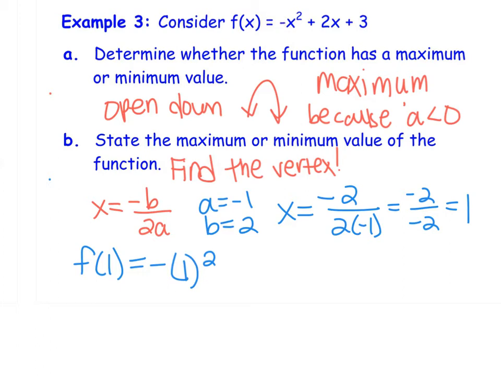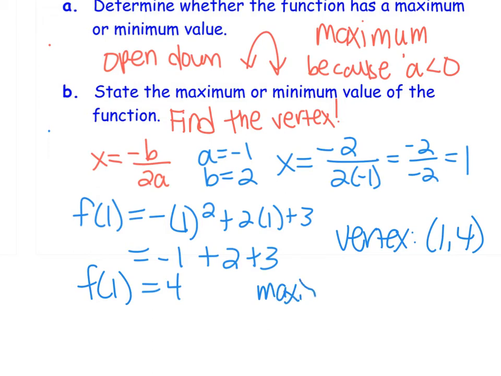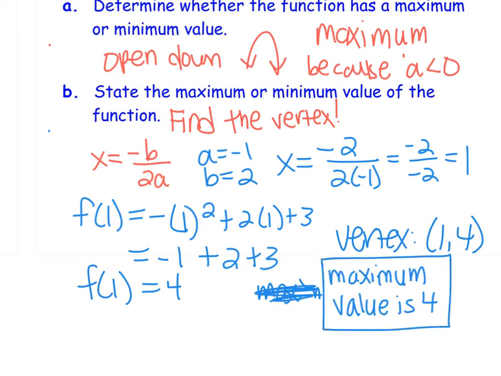So negative of 1 squared plus 2 times 1 plus 3. So we square 1 first, so it's 1. So it's negative 1 plus 2 times 1, which is 2, plus 3. And then negative 1 plus 2 is 1, plus 3 is 4. So we just found the vertex. Our vertex is 1, 4. So what is the maximum value? It is 4. So you say maximum value 4. And that's your final answer for part B.